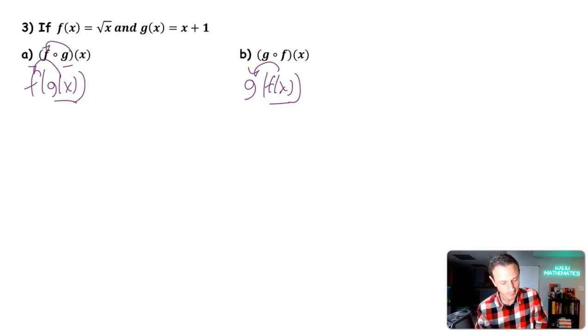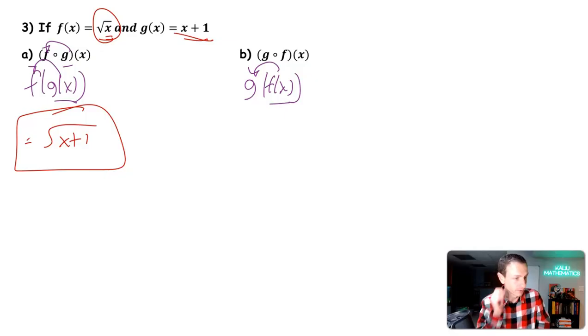So f of g of x, taking g of x, wherever I see an x in f, I'm replacing it with x plus 1. So this is going to become the square root of x plus 1. See that? Because f of x is the square root of x. I'm replacing x with x plus 1. So it now becomes the square root of x plus 1. I have nothing else that I could even do there. Let me make sure this is my last problem.